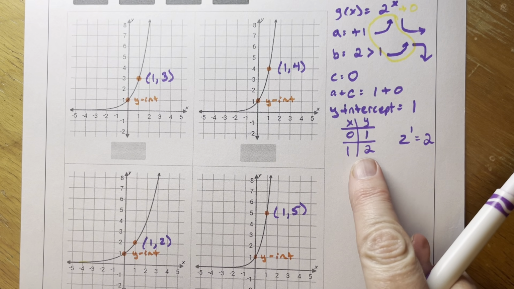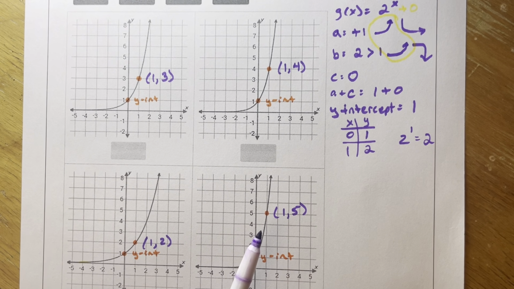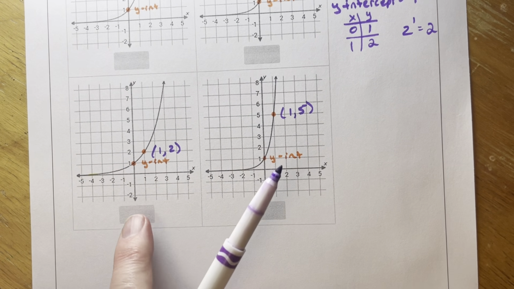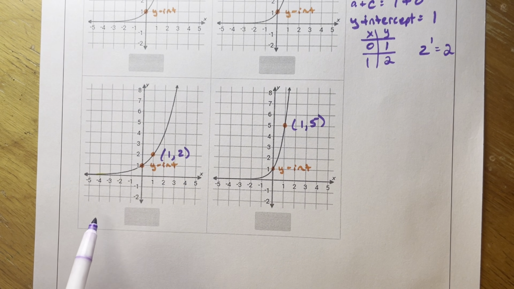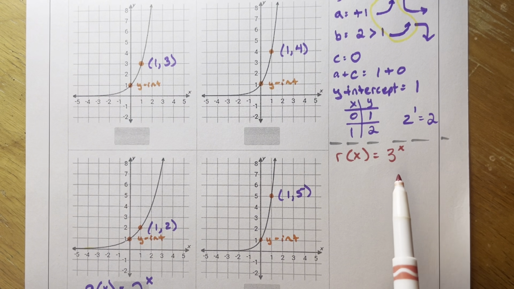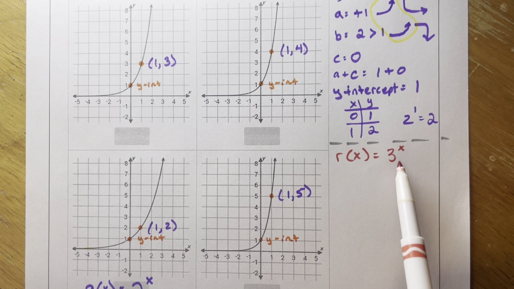And there it is. There's the one that we need. It's right down here at the bottom. And so we can say that this bottom graph is our g of x, which equals 2 to the x power. Let's analyze our second equation that we need to process.